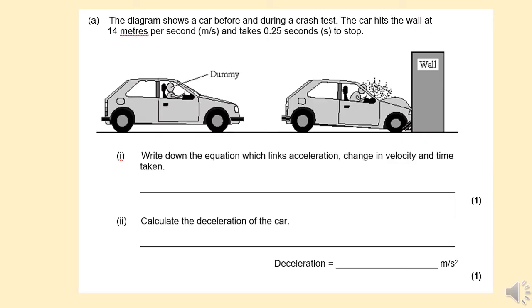Here we have a diagram showing a car before and during a crash test. The car hits the wall at 14 meters per second and takes 0.25 seconds to stop. We want the equation linking acceleration, change of velocity and time, and then calculate the deceleration of the car.